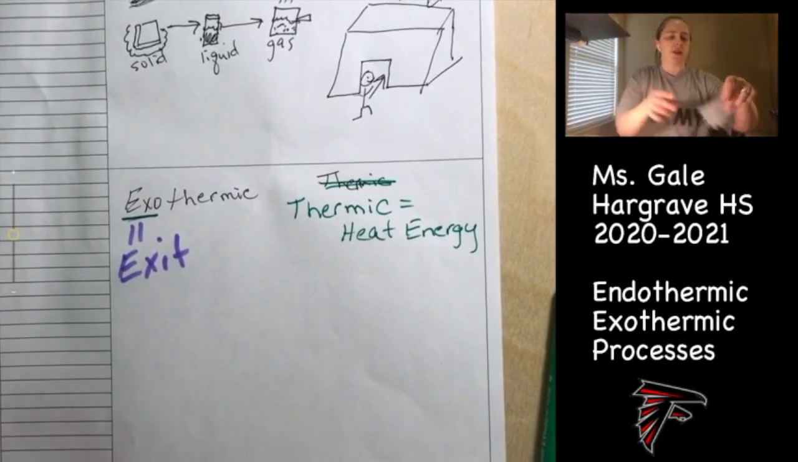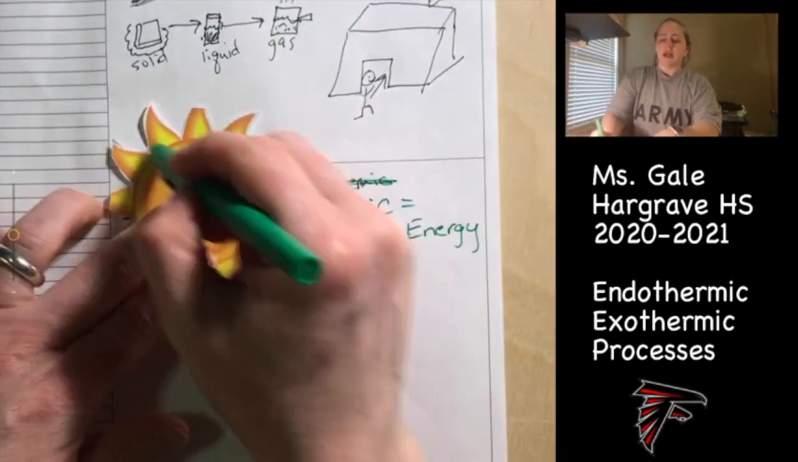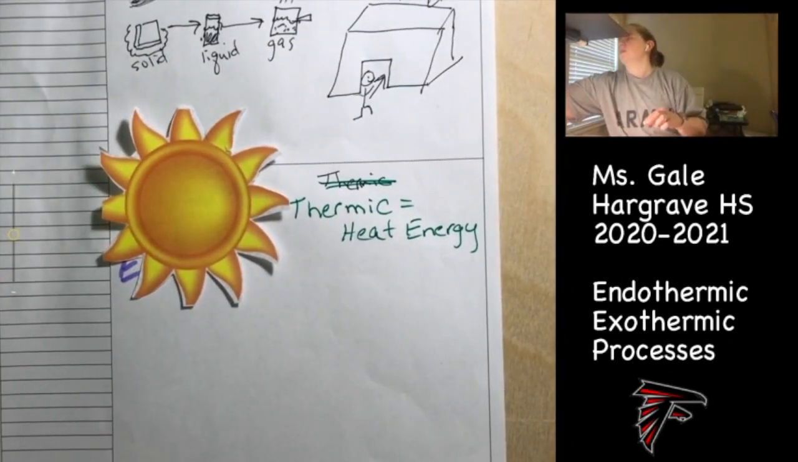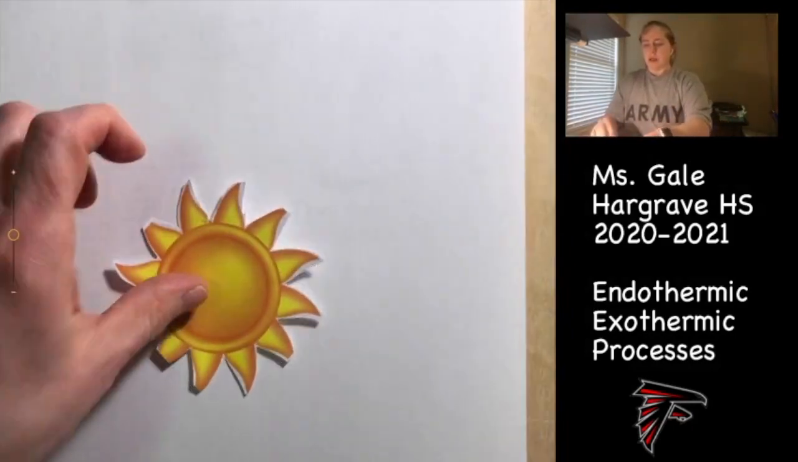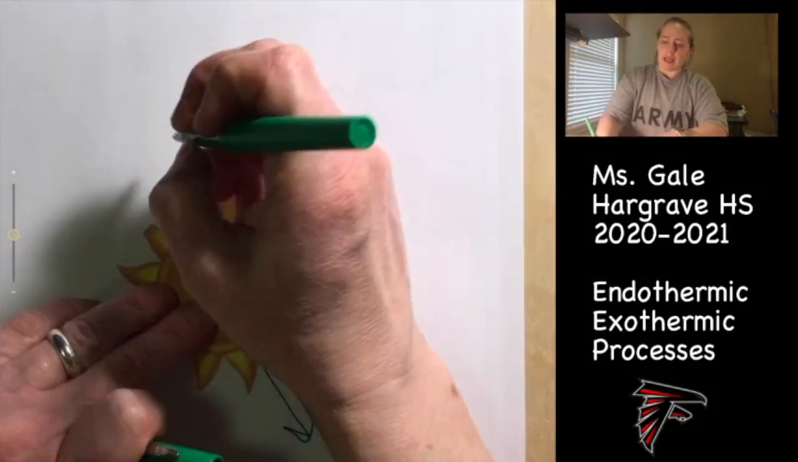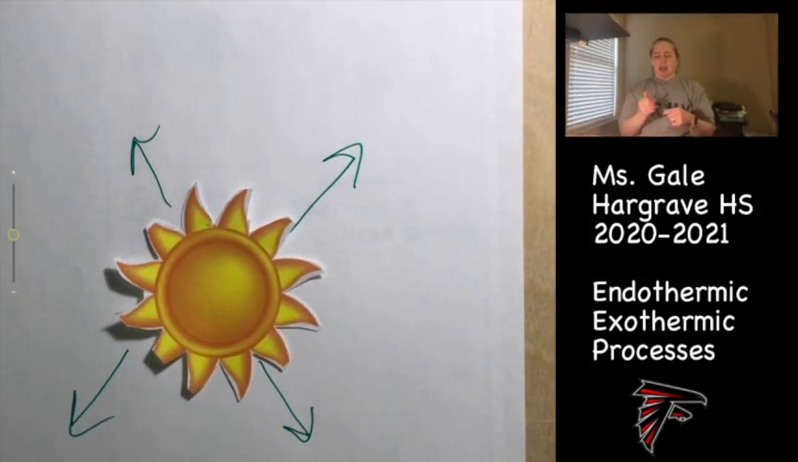So let's go back to our sun real quick. You go sit outside, right? That sun is releasing its energy into you. So I'm going to get another piece of paper real quick and do it this way. So I have my sun. It is releasing, or energy is exiting out of this sun.